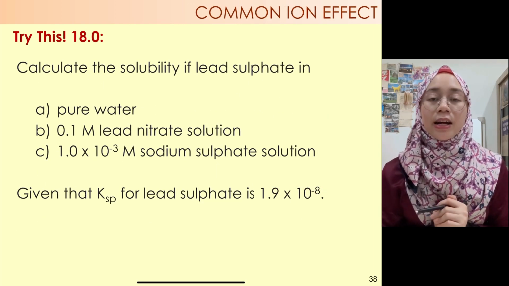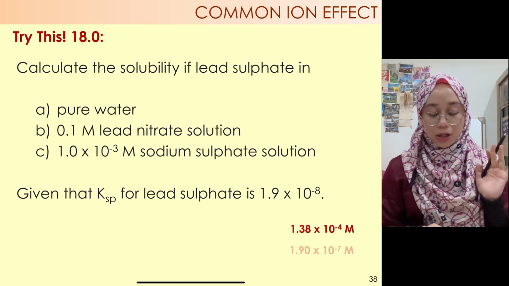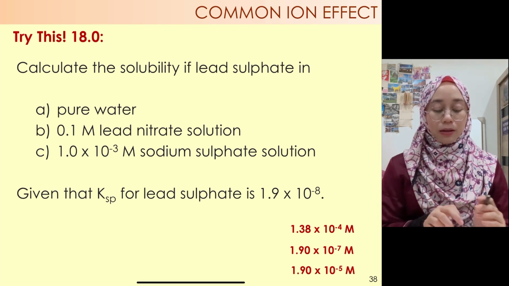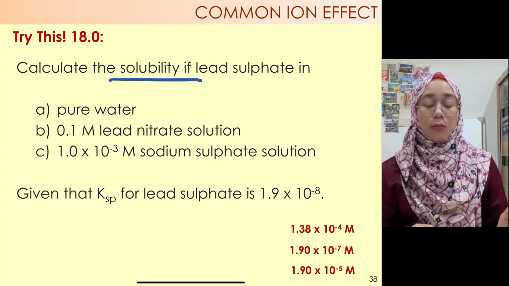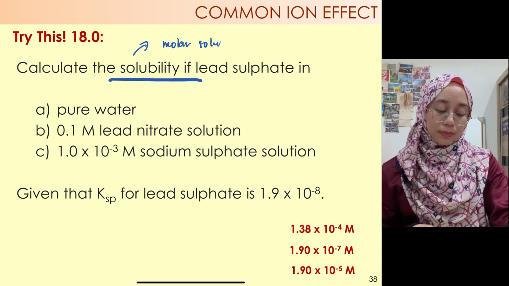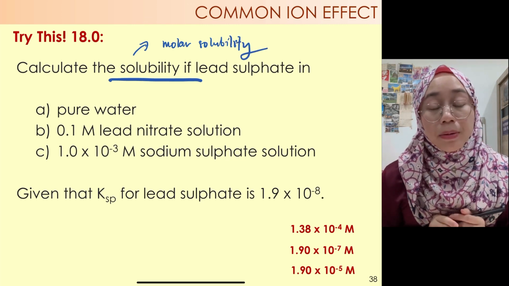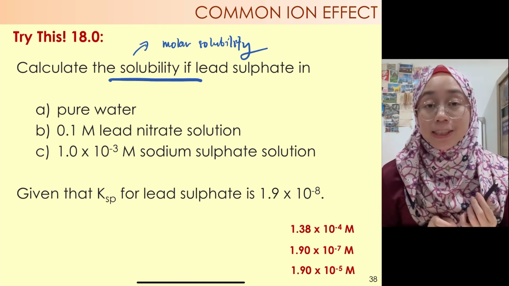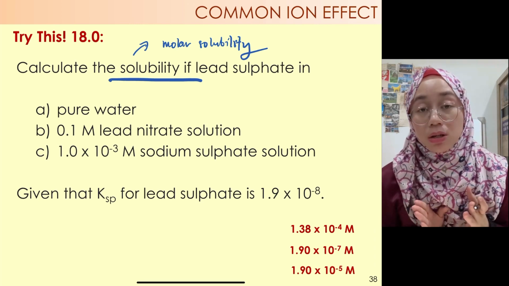Try This 18 ni yang ada pasal common ion effect tu nanti. Ada soalan yang involve common ion effect. So you have to calculate the solubility of the lead sulfate yang ada dalam ni. Bila dia just mention solubility class, bermaksud kamu just try to find out molar solubility. There's no need untuk find the solubility dalam bentuk gram per decimeter cube ataupun gram per liter. Sebab kalau dia nak yang tu, dia akan mention lah. Tapi kalau dia just mention solubility, just find molar solubility.